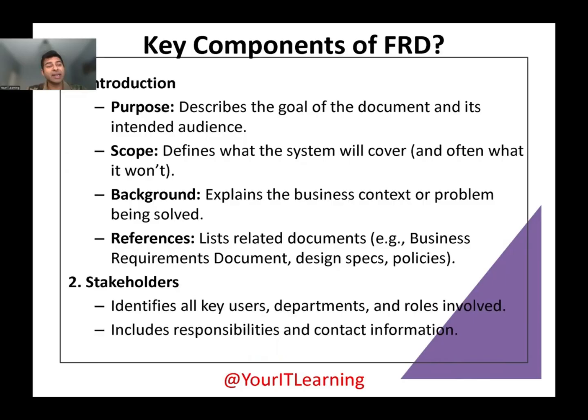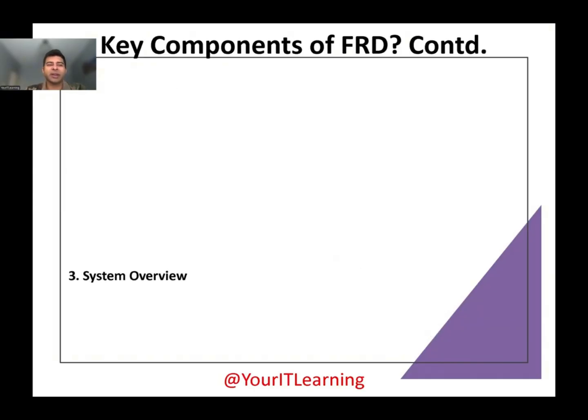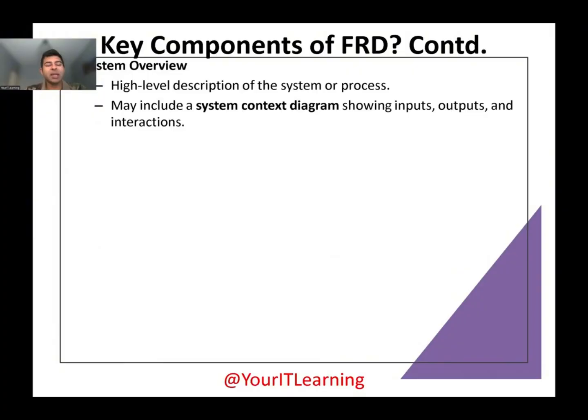Stakeholders: it identifies all key users, departments, and roles involved. It includes responsibilities and contact information. Continue key components of FRD. System overview: a high-level description of the system or process, may include a system context diagram showing inputs, outputs, and interactions.